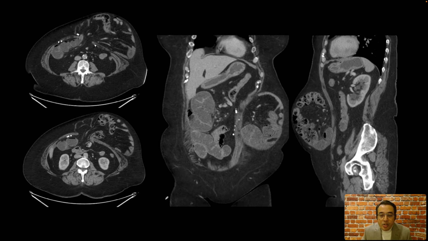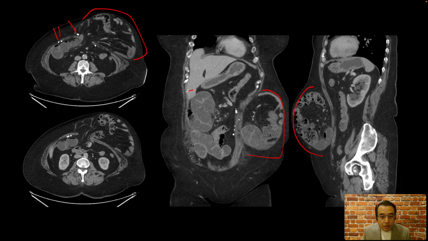This is our next patient. They presented with signs and symptoms of obstruction, and their CT scan shows that they've had prior hernia repair, and then they have a recurrent large hernia that contains bowel loops, also seen here on this coronal image and the sagittal image. The hernia contains part of the distal bowel.